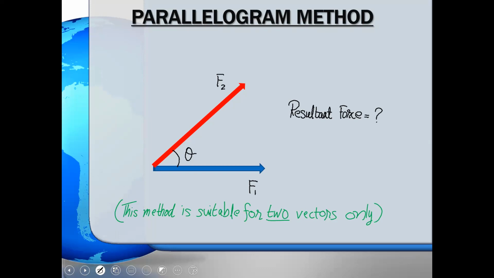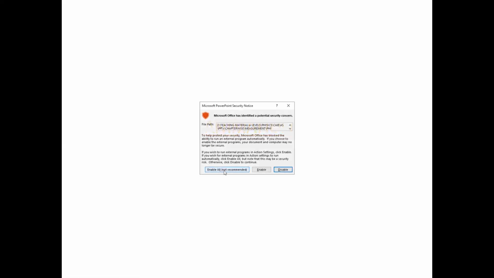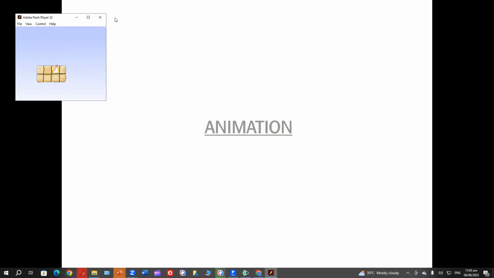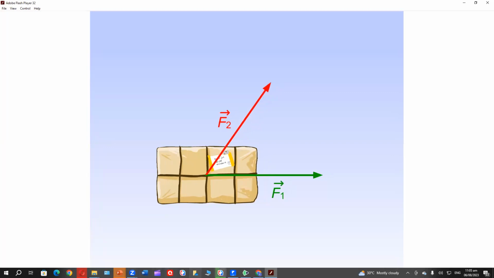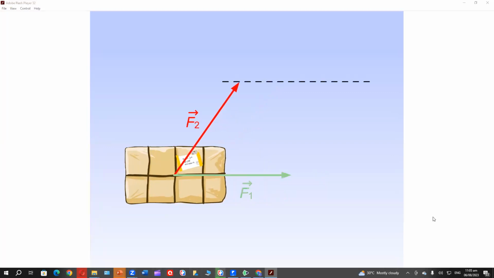Now remember that this method is actually a type of mathematical and geometrical work. Mathematical means using trigonometry, and it is easy to construct a parallelogram when we know the lengths of its sides. This can be done by drawing a straight line parallel to the first vector and passing through the end of the other vector. Then, in a similar manner, we draw a straight line parallel to the other vector and passing through the end of the first vector.